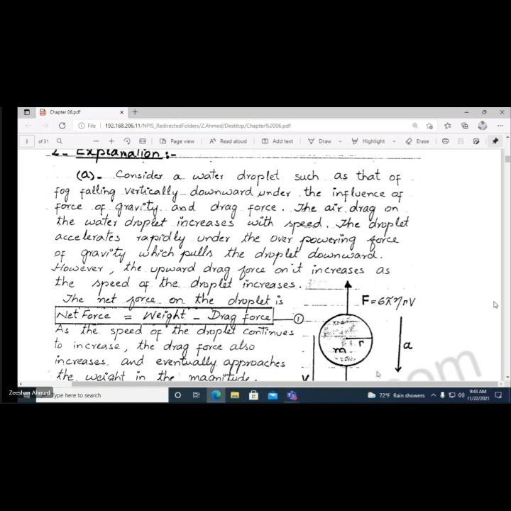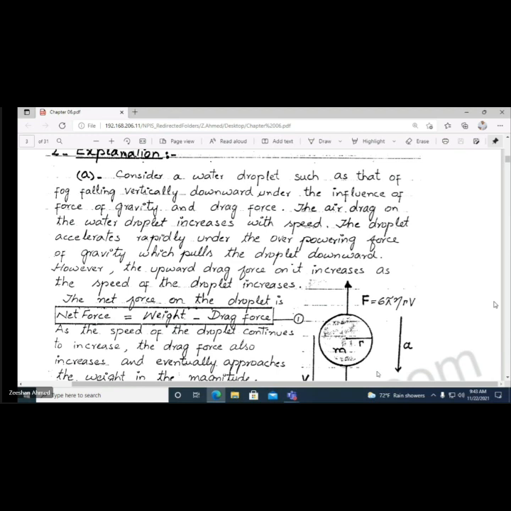So, you must write, or you must know from here: consider a water droplet such as that of fog falling vertically downward under the influence of gravity. The air drag on the water droplet increases with the speed. Till here.